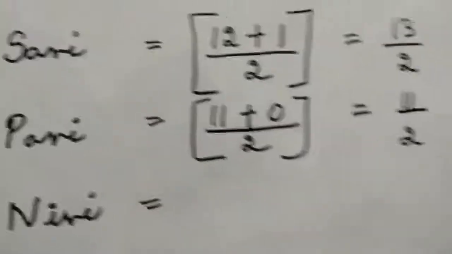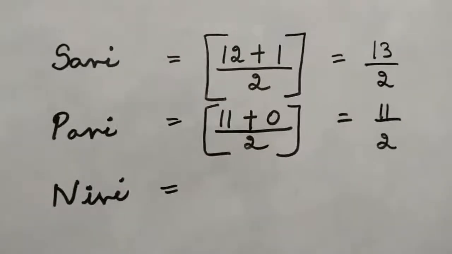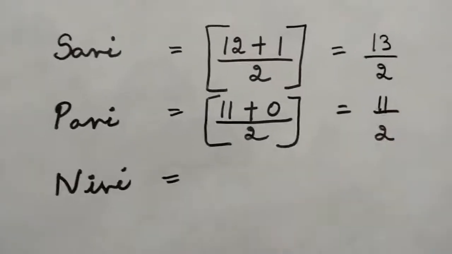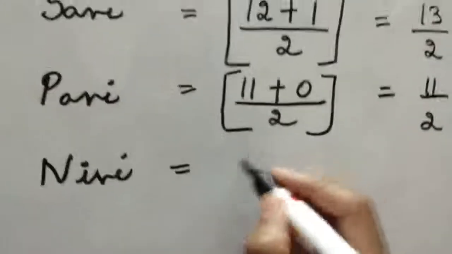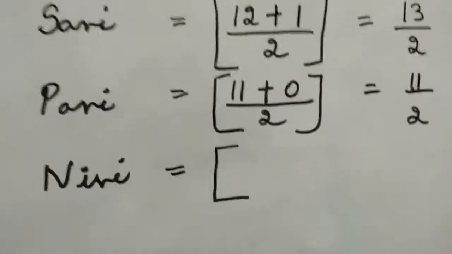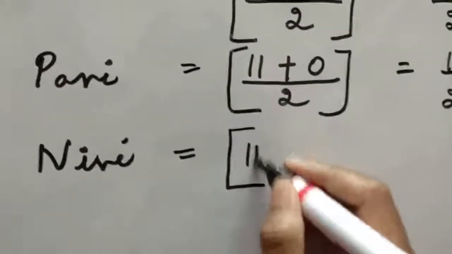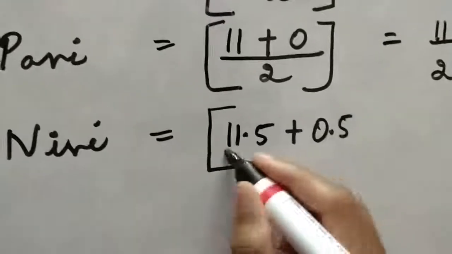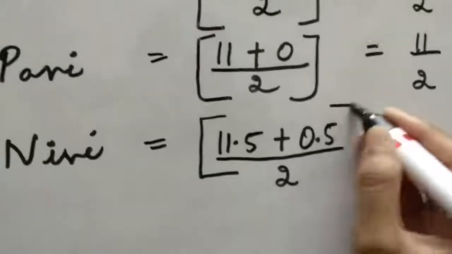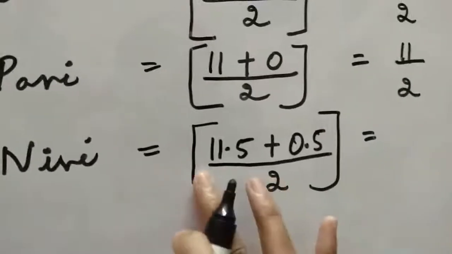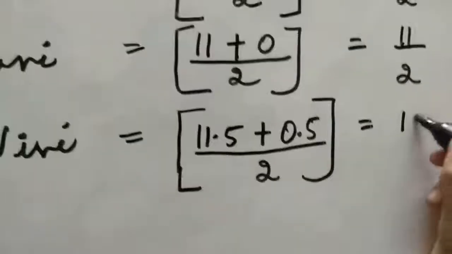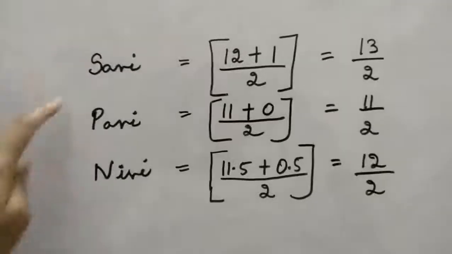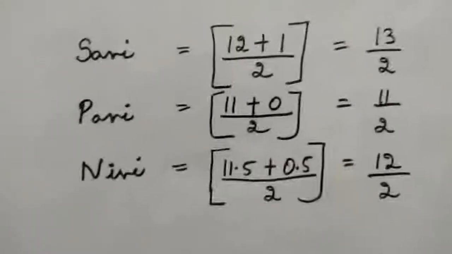Be very careful when you're reading the question because it doesn't go as per the average period table. It doesn't go in order. So they might mix up the question and give us the periods. Next, Nivi is withdrawn at the middle of each month. So 11 and a half plus half, that is 11.5 plus 0.5 divided by 2 gives you 12 by 2. So now we found the average period for all the three partners. Now moving on to the next calculation.